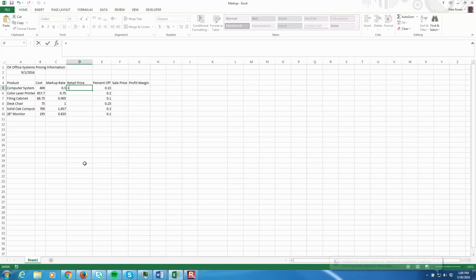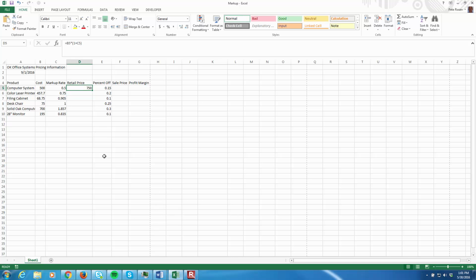I'm going to say equals the cost of the computer system, or cell B5, times, in parentheses, 1 plus the markup rate, which is in C5. Okay, so now I'm using the letters of the cell, or the cell address, rather than the numbers contained within the cell. When I go ahead and hit enter, I get 600, much like I did before. But here's the beauty. If I change either the cost or the markup rate, let's make the cost $500, for example. Because we use cell references in our retail price formula, it changes correspondingly.